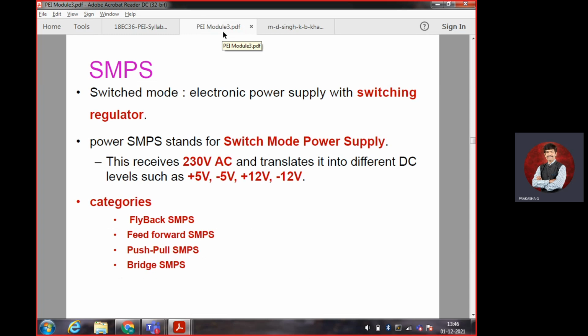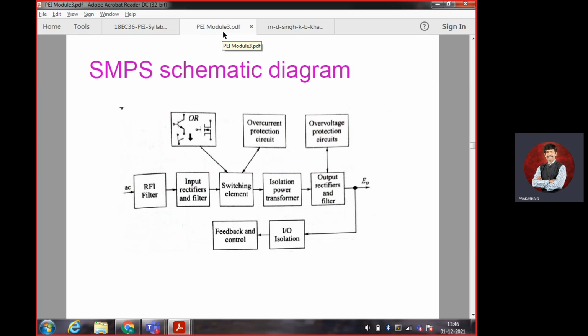Flyback and feed forward. Forward SMPS, flyback SMPS. The schematic diagram: we have seen the photo, and inside the photo, how exactly your circuit is designed, we will have that in the representation of the schematic diagram. See the block diagram of this.